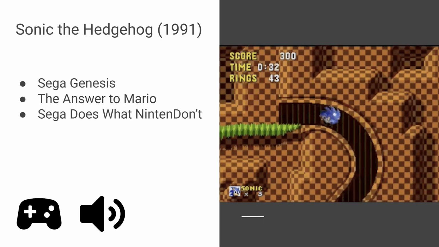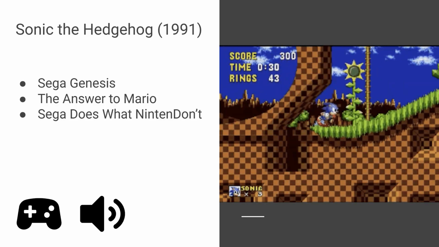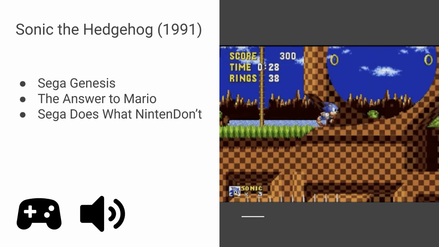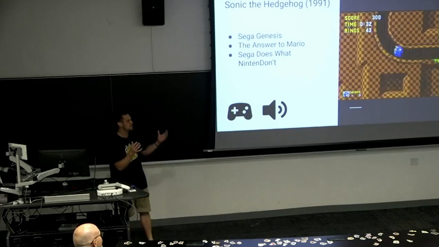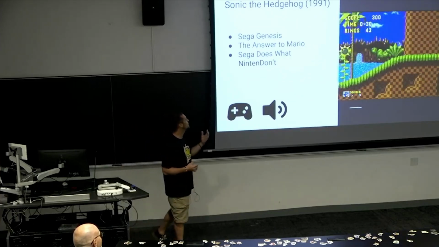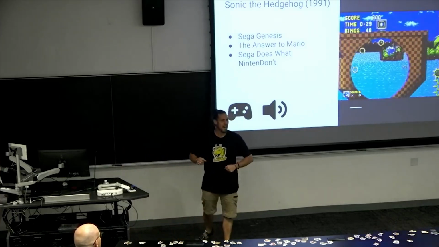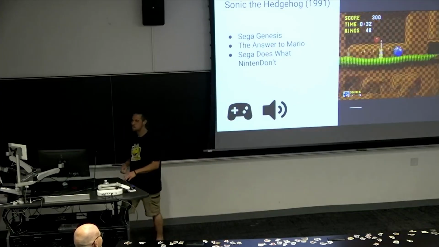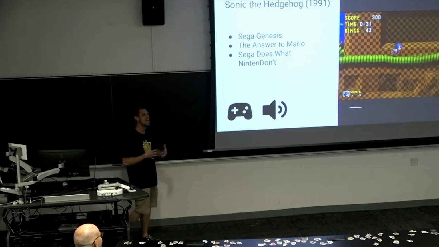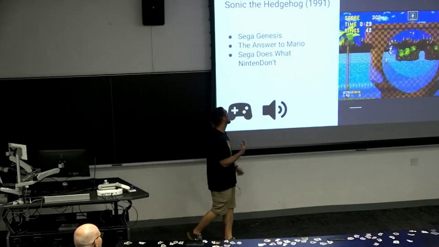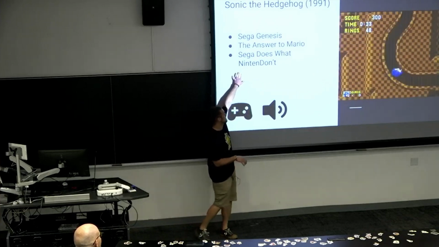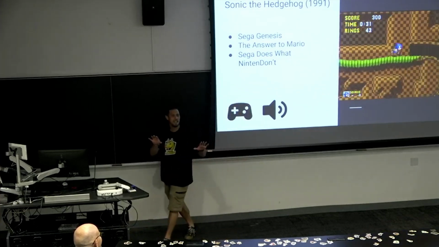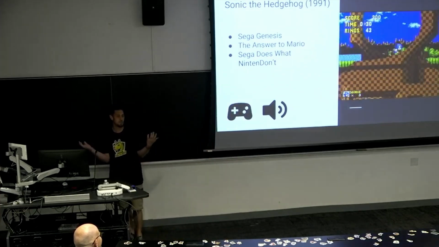Sonic the Hedgehog, 1991. This was Sega's answer to Mario. They kind of said, hey, you guys have Mario, cute, fun, family-friendly plumber. We're going to have this kind of faster, cooler, more hip character in Sonic, and that's how we're going to attack your market share. I love the phrase, this is literally their marketing phrase, Sega does what Nintendo don't, which was brilliant.